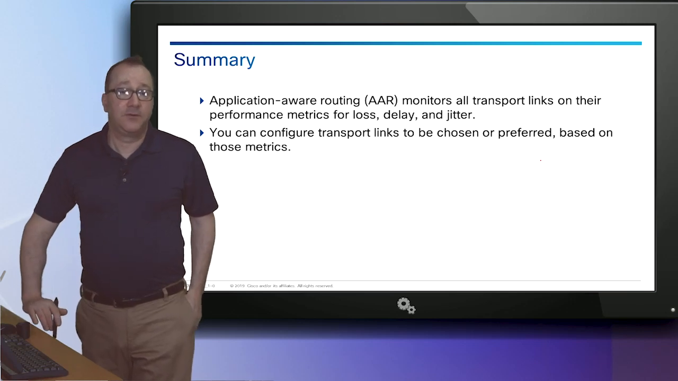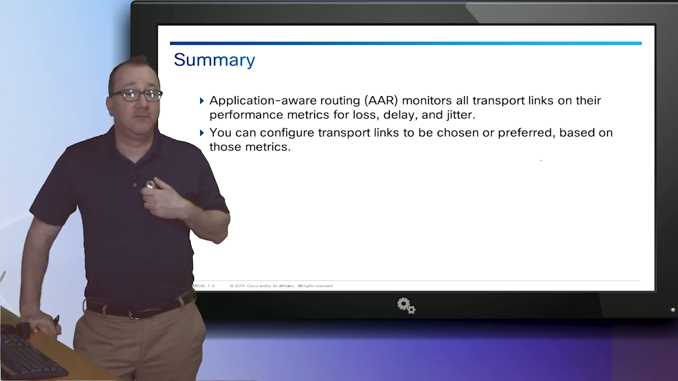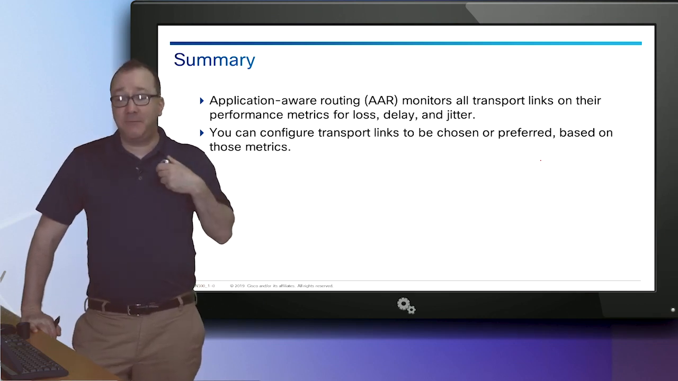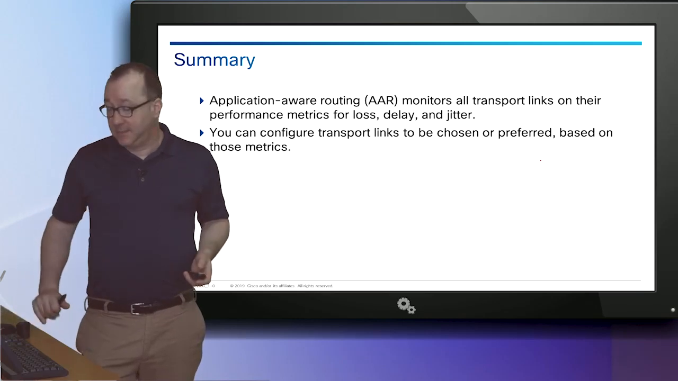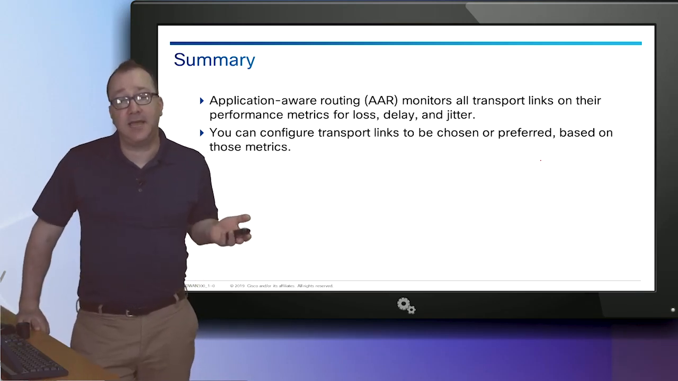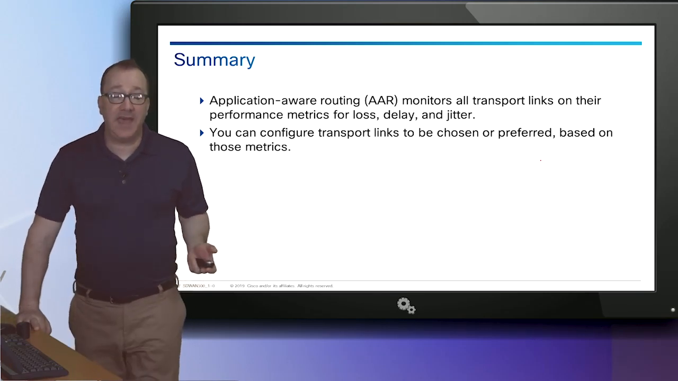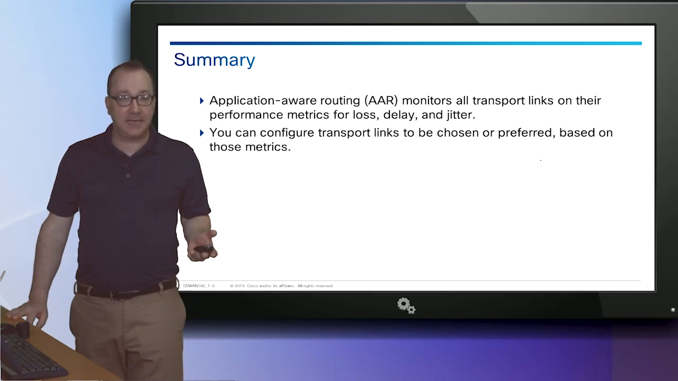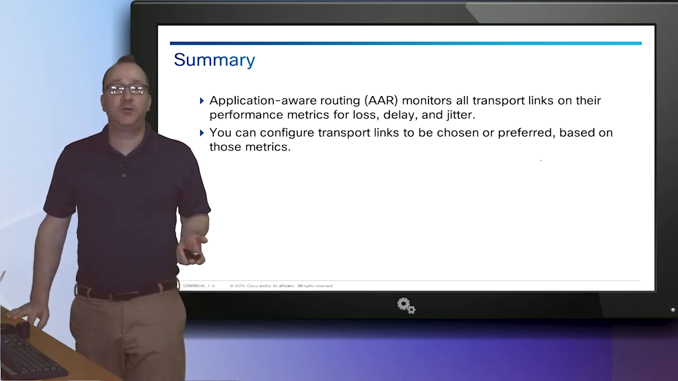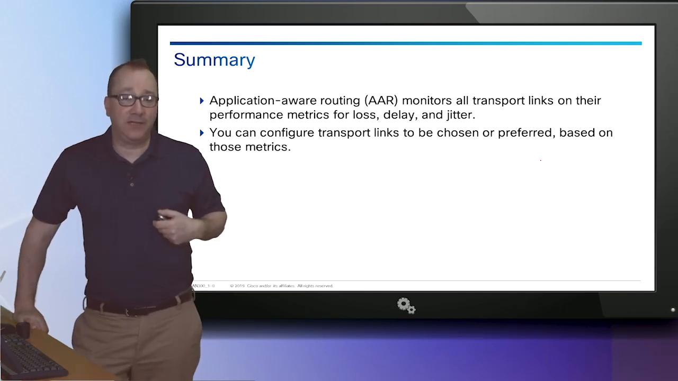In summary, basically, we've talked about application-aware routing, monitoring those transport links for their health, loss, delay, and jitter, and then being able to configure those links to be chosen or preferred based on those metrics. So if a circuit is not meeting our SLA, we can fail over to another one. This gives us a lot of advantages. We're still able to do this on Cisco routers with the IP SLA command. It's the amount of configuration we have to do after that that's where SD-WAN really shines.